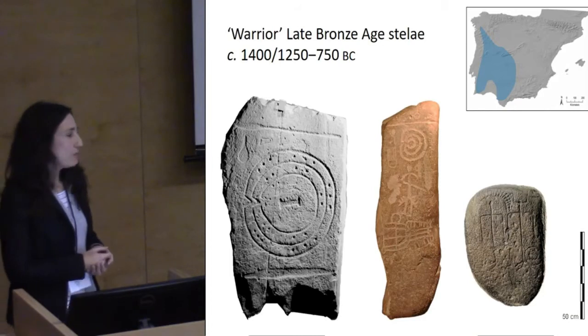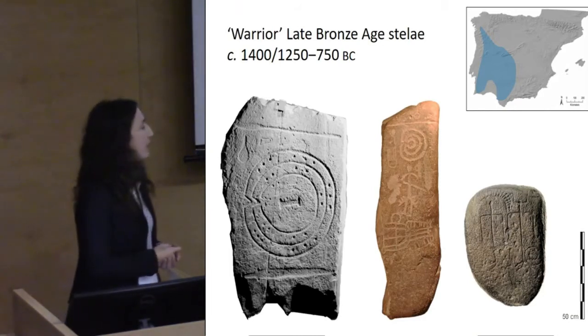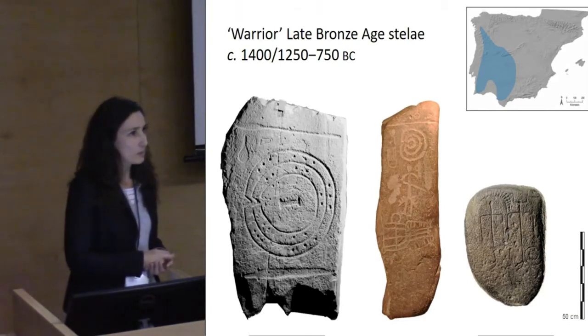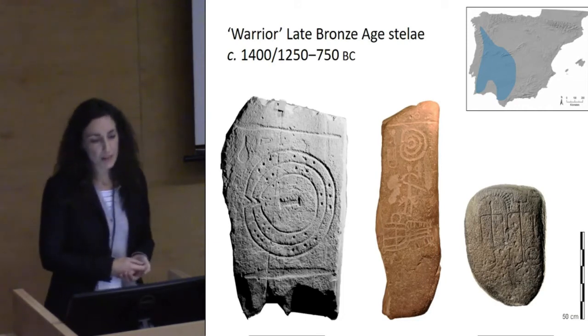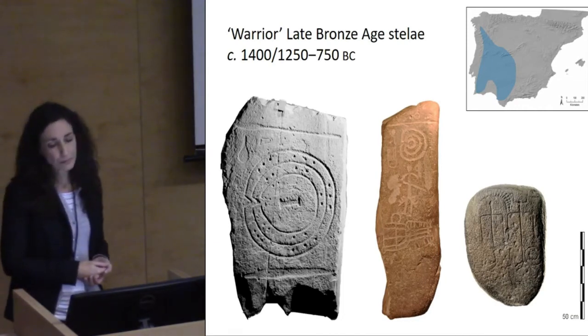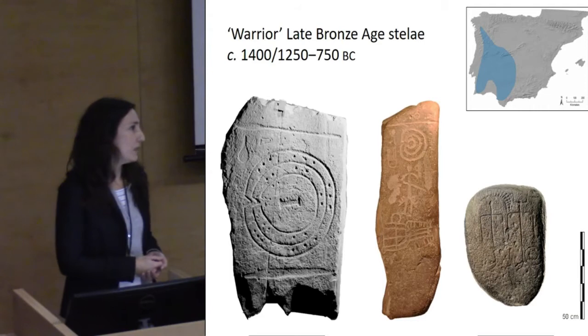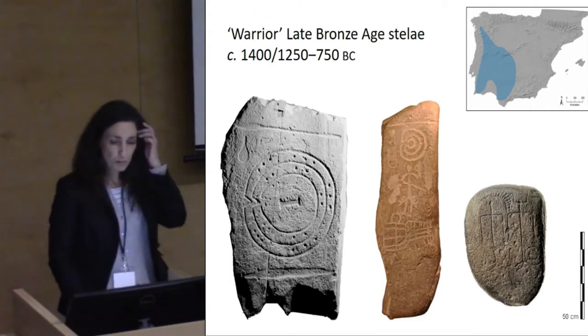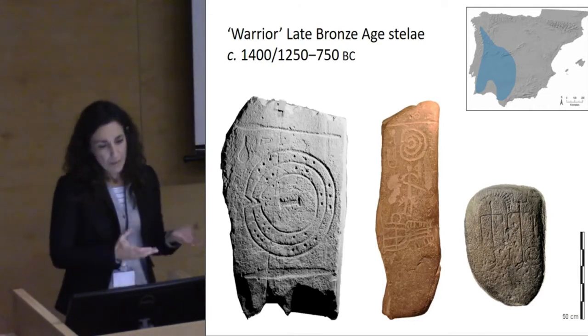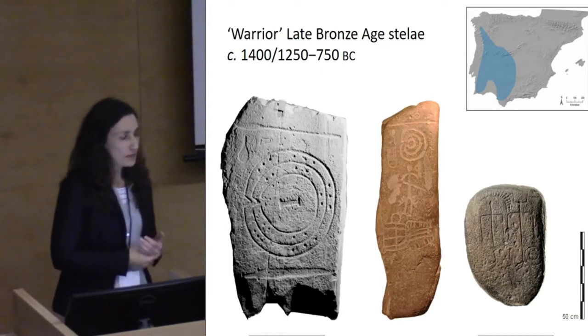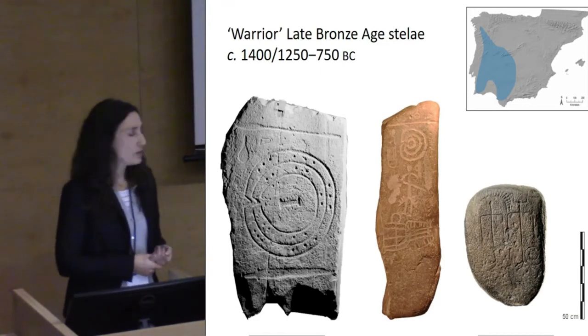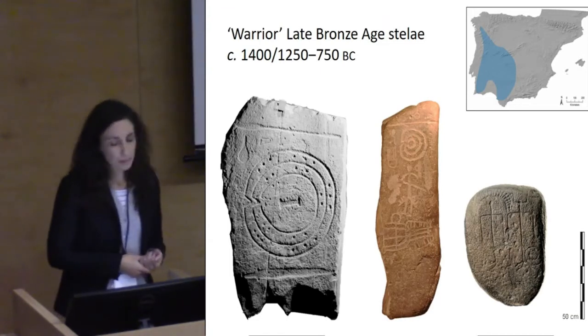So I want to exemplify this with the research on Iberian late Bronze Age stelae. Probably most of you have heard about them. There has been a lot of research about them, and also some recent publications, recent books. There are around 150. They are distributed mainly in southwest Iberia.